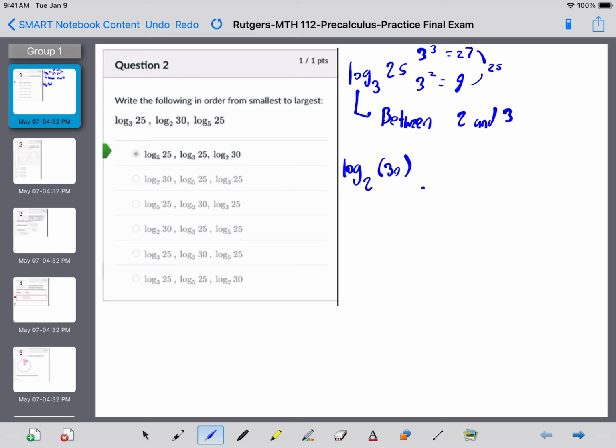Now, for log base 2 of 30, I know that 2 to the fourth power is 16. 2 to the fifth power is 32. 30 falls between 16 and 32. So the logarithm will be between 4 and 5.